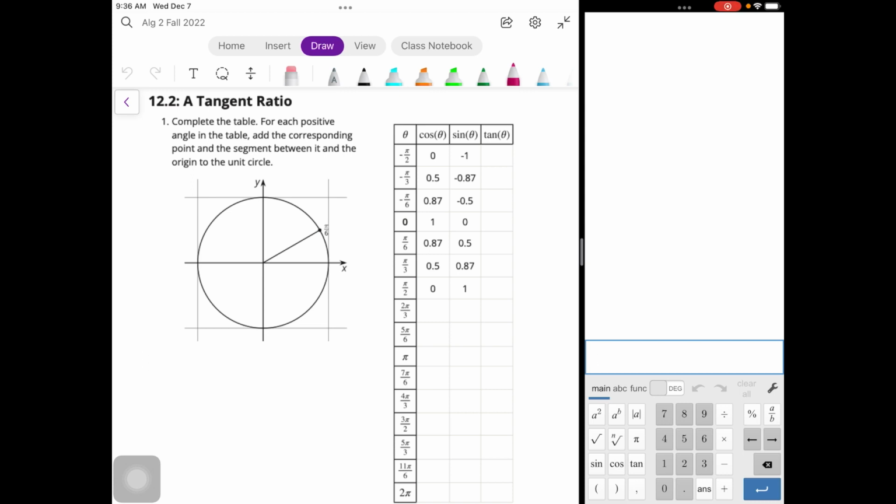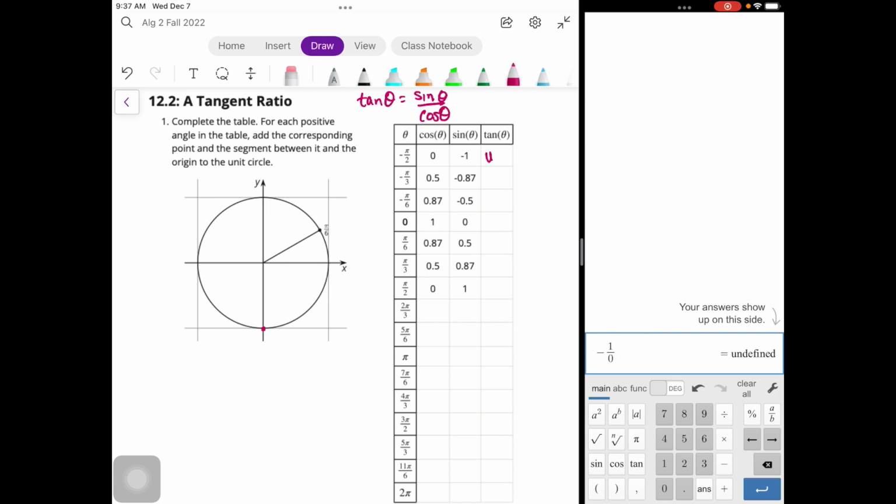We've got negative pi over 2, and we know that that is here. And our cosine is 0 and sine is -1. Now remember that tangent of theta is the same thing as sine of theta over cosine of theta. So we can take our -1 and divide by 0. Uh-oh, can we do that? We cannot do that. That's undefined.